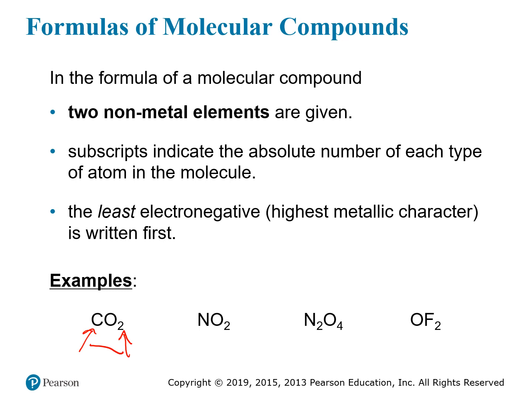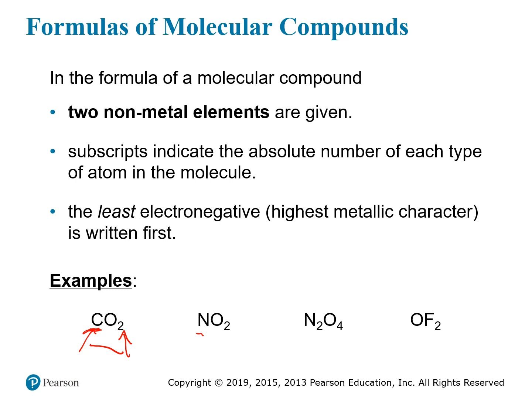So in this case, oxygen is more electronegative than carbon, so carbon goes first, which is sort of similar to ionic compounds where the metal goes first, because the metal is always going to be less electronegative than a nonmetal. That's part of the definition of what it means. So the one with the highest metallic character goes first. Even though we're only dealing with nonmetals in molecular or covalent compounds, you can still talk about some being sort of more metallic than others, or at least less electronegative than others. So in all of these cases, the least electronegative element is first.